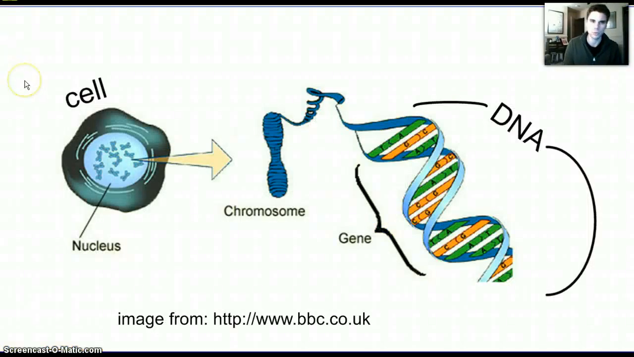This looks similar to a worksheet that you received very recently. We learned that all living things are made of cells, and we know that cells usually have a nucleus. Not all cells do, but most do. And inside of that nucleus is the genetic information that determines our inherited traits.